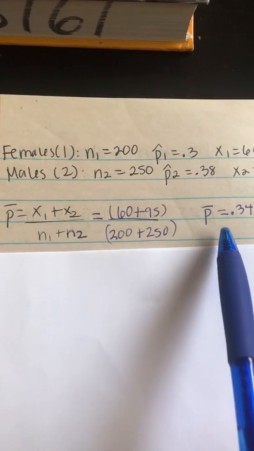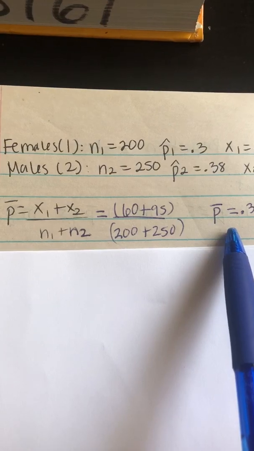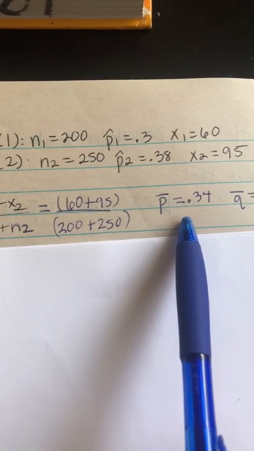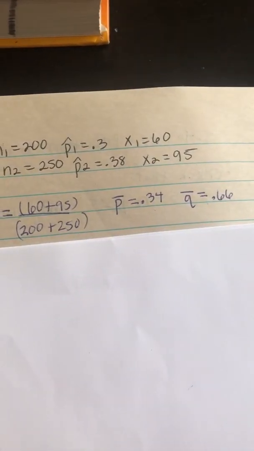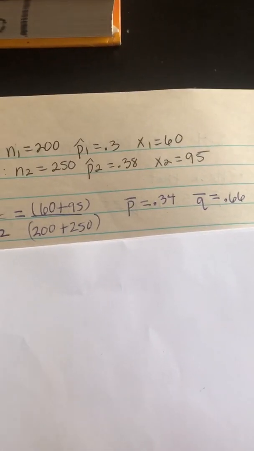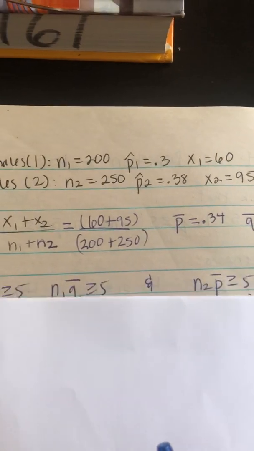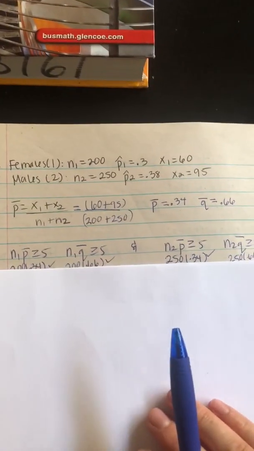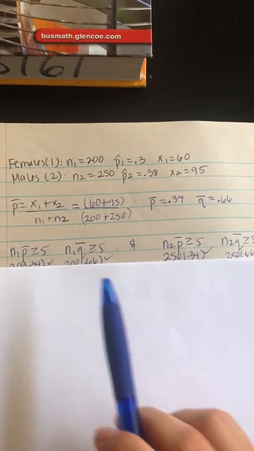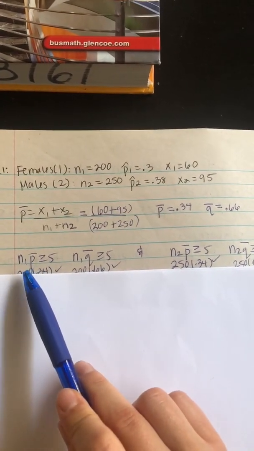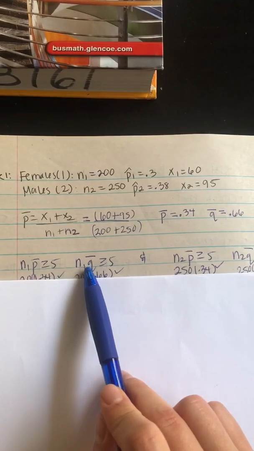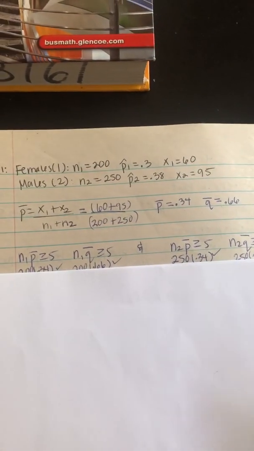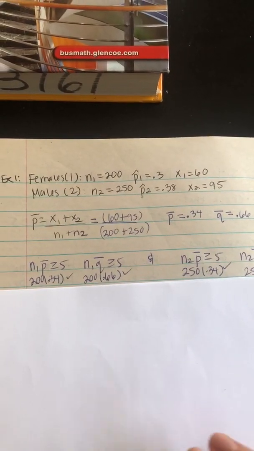And then we need q bar. Remember, q bar is 1 minus p bar. So 1 minus 0.34 is 0.66. That's how you get those two. Now I can check the conditions. Because we have 2 of everything, it's just longer to check. Write them: n sub 1 times p bar, n sub 1 times q bar, etc. These are the conditions.